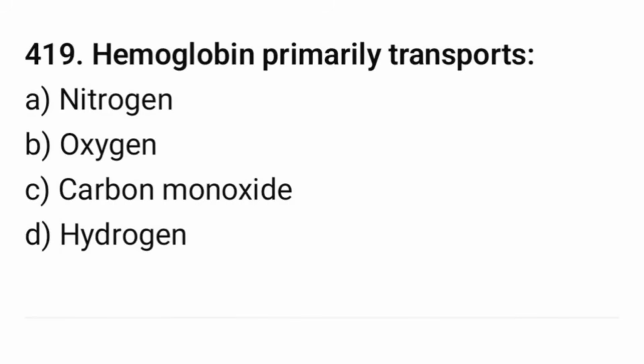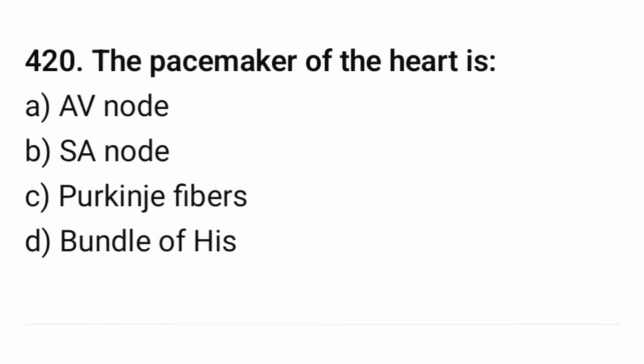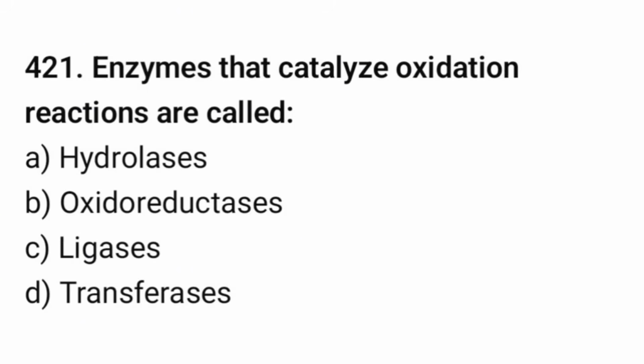Question 419. Hemoglobin primarily transports. Right answer is option B, oxygen. Question 420. The pacemaker of heart is. Right answer is option B, SA node. Question 421. The enzymes that catalyze oxidation reactions are called. Right answer is option B, oxidoreductases.